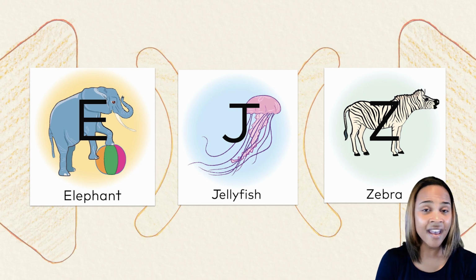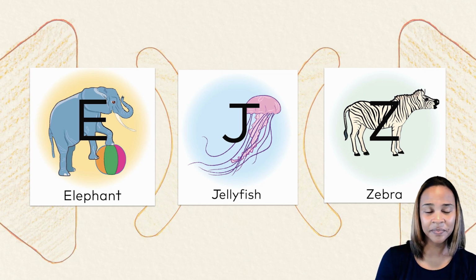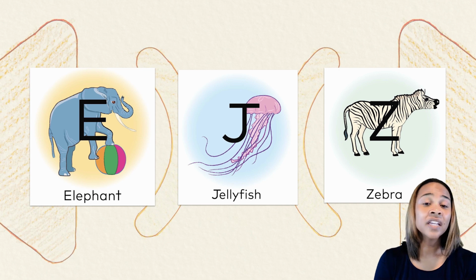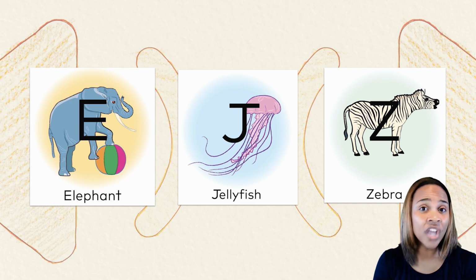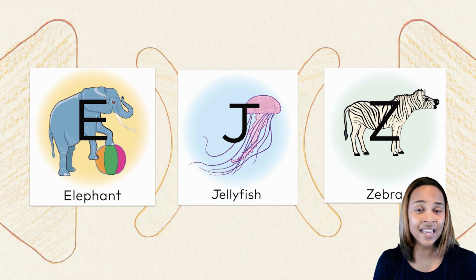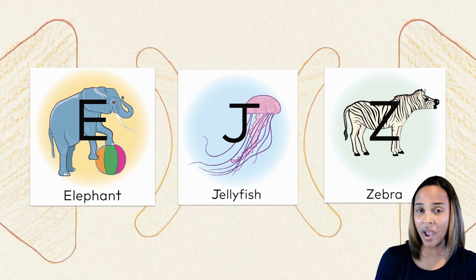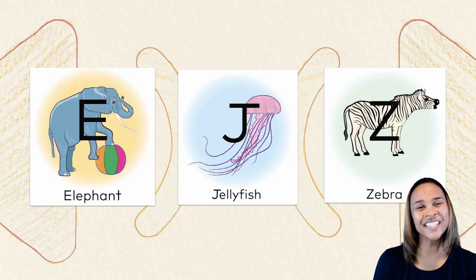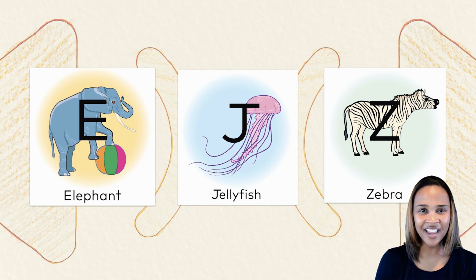E, elephant. J, jellyfish. Z, zebra. Nice job with our letter sound chant.